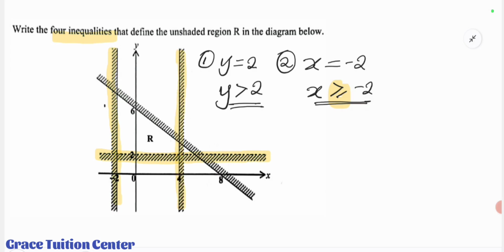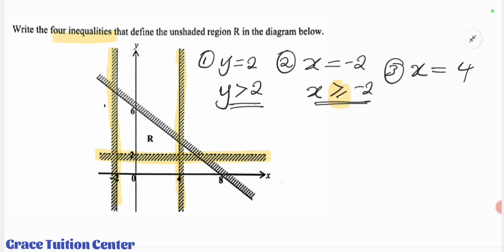That's the third line, right? That's the third line that is bounding the region R. So we go ahead and find the equation of the line. Look at it. Which axis is this line cutting? Well, we agree that it's cutting the x-axis. Where is it cutting the x-axis? At the point where x is 4. So the equation of the line, number 3, is x equals 4. That is the equation of the line.